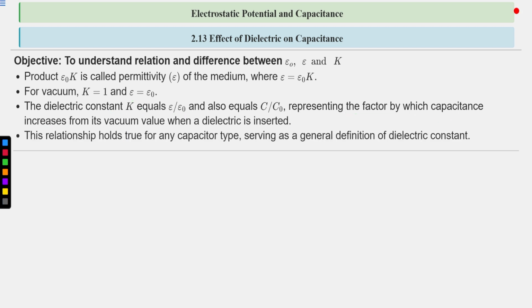The relationship holds true for any capacitor type, serving as a general definition of the dielectric constant. So this relation K equal to C by C naught, and the relation that the capacitance with dielectric increases, holds for any capacitor type, for any shape or size of the capacitor conductors, whether it is a spherical capacitor, a cylindrical capacitor, or of any shape. This relation and this conclusion hold for any capacitor type, serving as a general definition of the dielectric constant.